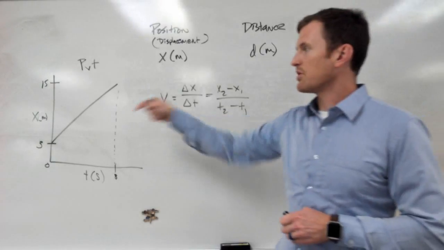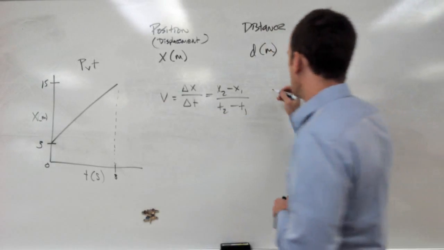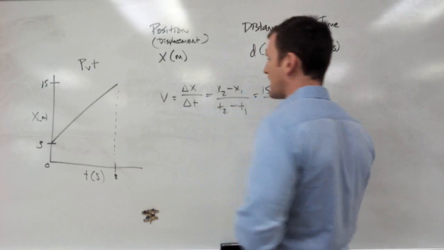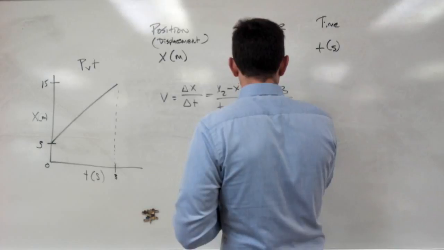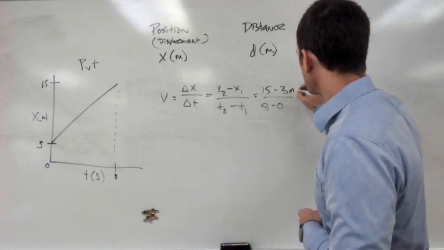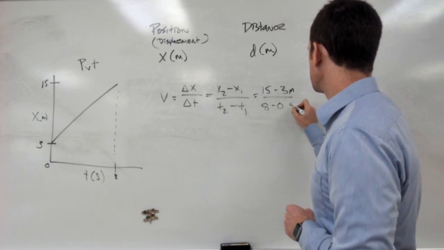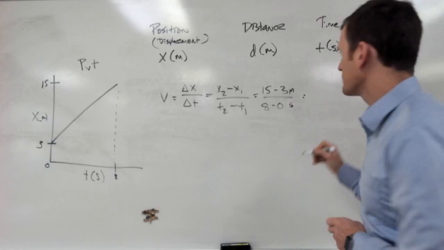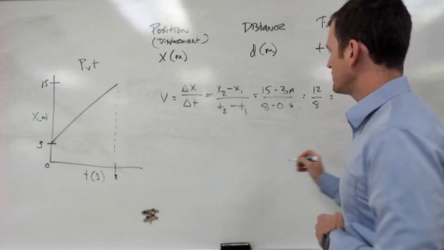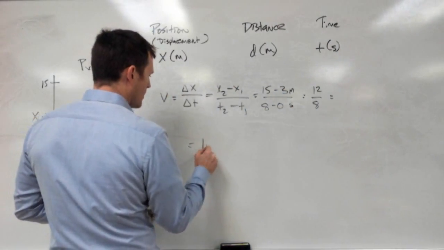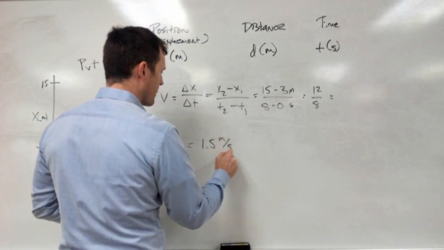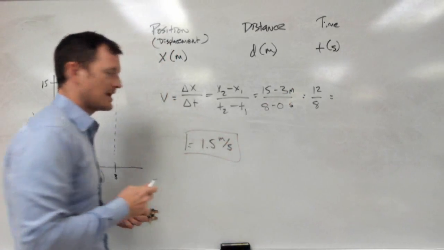So let's go ahead and plug in the numbers that we have over here on our graph. We have 15 minus 3 divided by 8 minus 0. You'll also notice that our x is measured in meters and our time is measured in seconds. So when we do our math, we will see that 12 divided by 8 is equal to 1.5 meters per second.